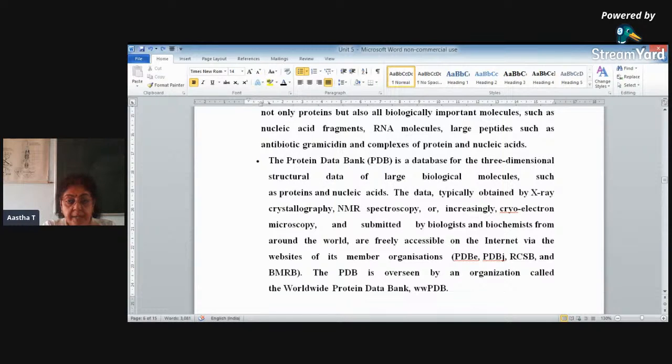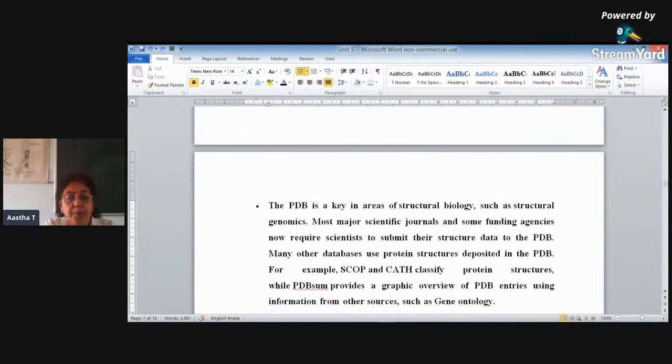PDB is overseen by an organization known as World Protein Data Bank. So if you go to www.pdb.org, you'll be able to see what is this protein data bank. And World Protein Data Bank is the organization which controls this protein data bank.